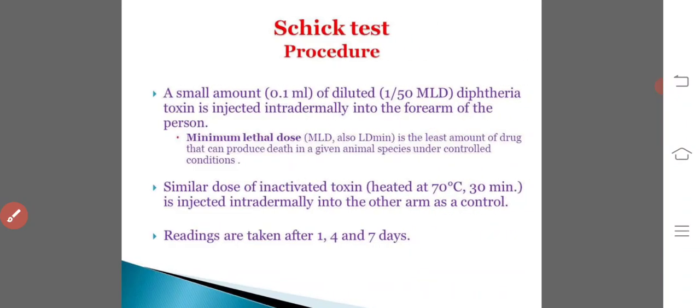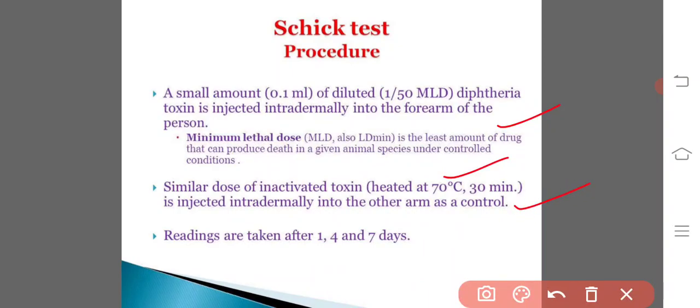And the Schick test procedure: a small amount, 0.1 ml, of diluted diphtheria toxin is injected intradermally into the forearm of the person, and you see the minimum lethal dose, MLD, is the least amount of drug that can produce death in a given animal species under controlled conditions. A similar dose of inactivated toxin, which is heated at 70 degrees Celsius for 30 minutes, is injected intradermally into the other arm as a control.